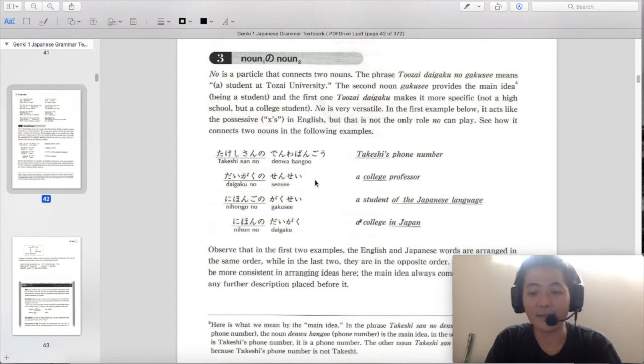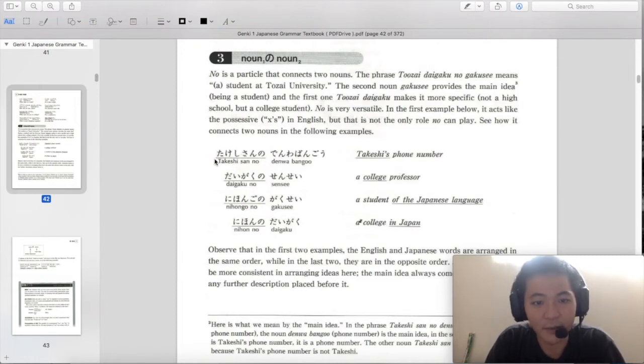Let me go over the examples that are shown here. It says Takeshi-san no denwa bango. Of course, it means Takeshi's phone number. Let me break this down for you. Whatever comes after this no, after this Takeshi-san no, you already know that it belongs to him.